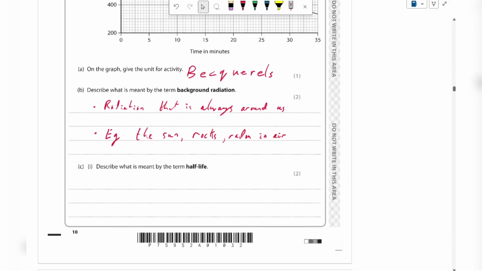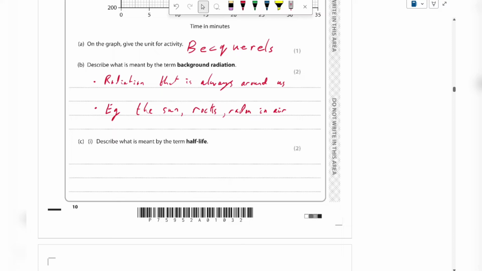Okay, so a few different sources, probably to pick up the second mark. Say a sensible one. What's half-life? Okay, the first mark for this, make sure you know this definition. The first mark is always for saying it's the time. Half-life is a time. It's measured in, well, presumably for this question here, it'll be measured in minutes. Taken for the activity to half.